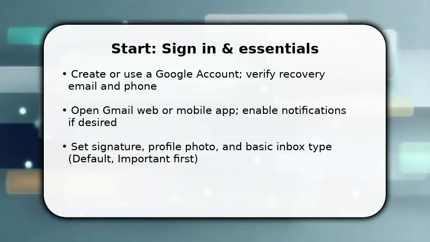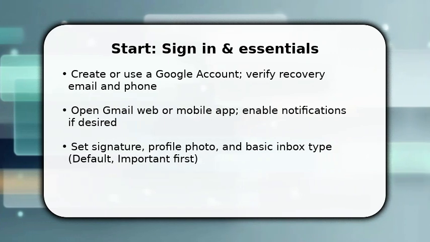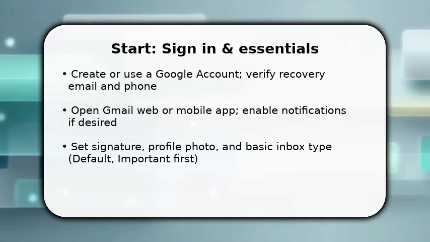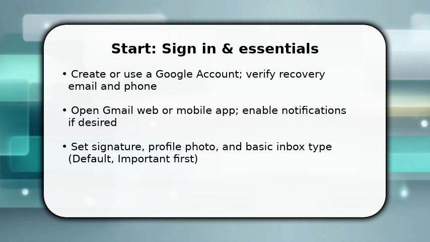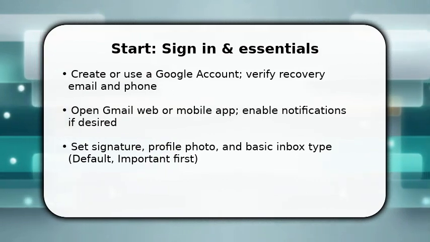You begin by signing into Gmail with your Google account. Use a recovery email and phone now so you can regain access later. Once signed in, open the Gmail app or web interface and choose an inbox type that fits your workflow. This affects how messages are sorted. Make sure to add a short signature and profile photo for professional clarity. These small steps reduce friction and establish identity immediately.